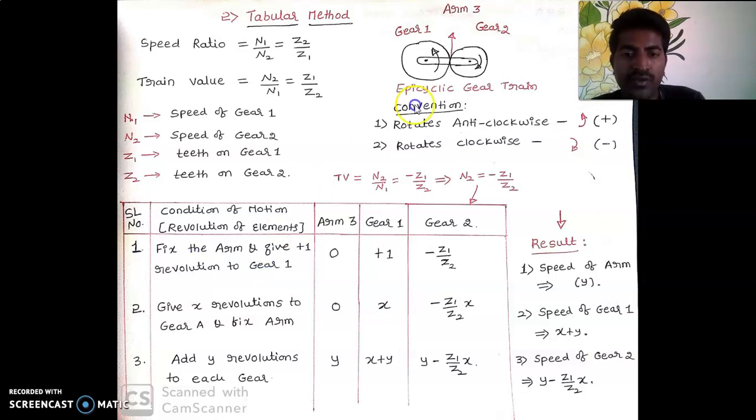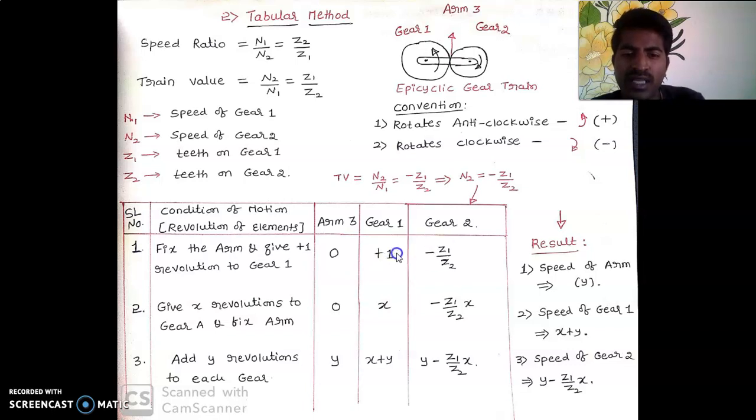In the first step of the procedure, fix the arm and give one revolution to gear 1. Remember, we are fixing the arm. If you fix the arm, it becomes a simple gear train, the very first kind of gear train, consisting of only two gears rotating externally meshed. Now if we give one revolution to gear 1, this arm 3 is fixed, which means it does not have any motion or rotation, hence its value is 0. Now we are giving plus 1 revolution, which simply means one revolution.